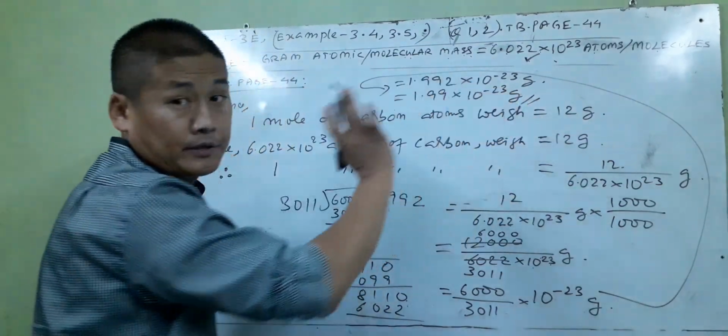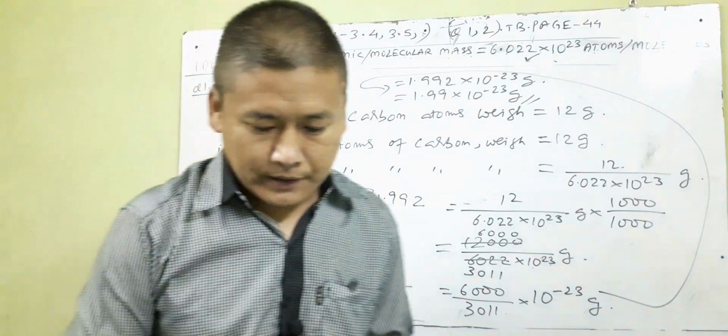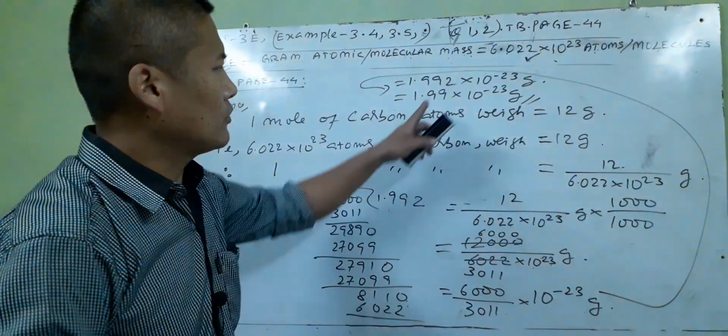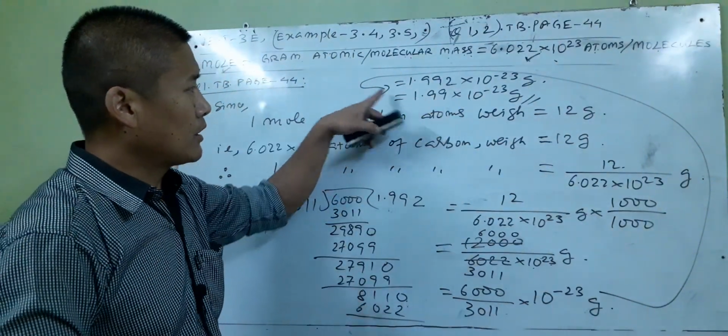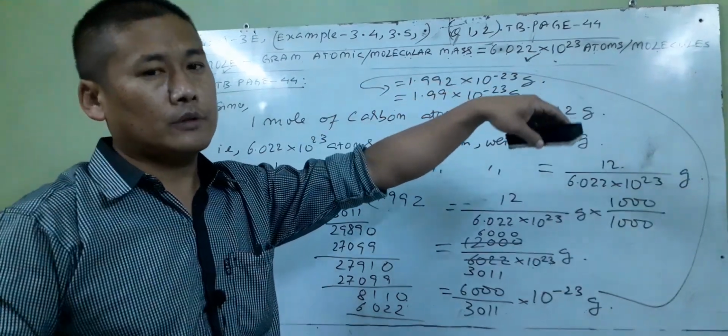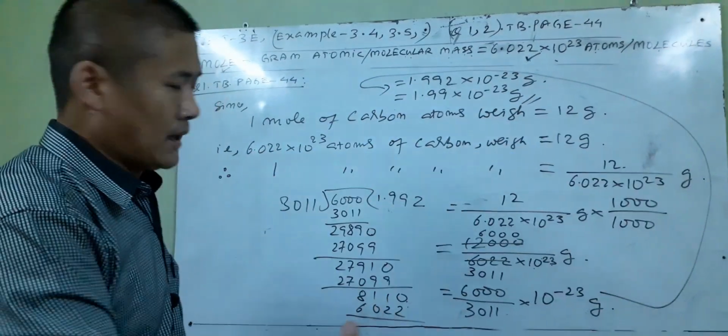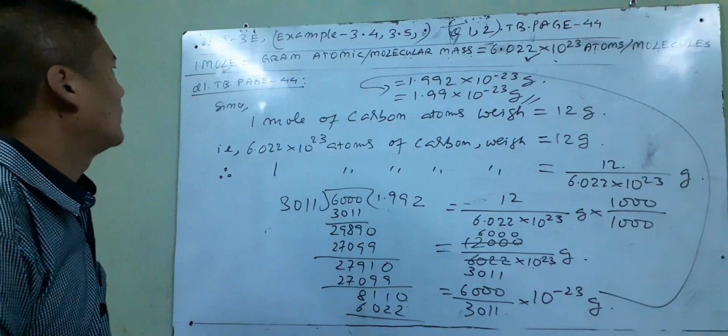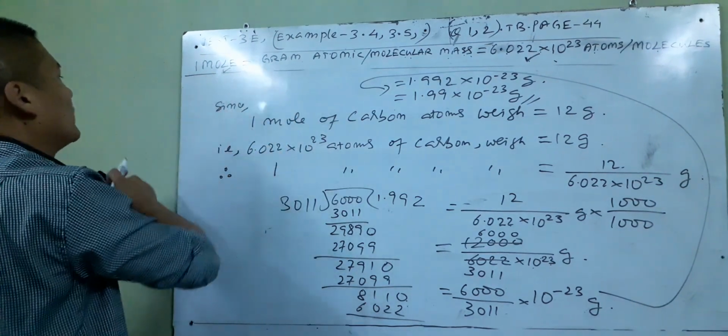Your answer is also in standard form, right? 1.99 into 10 to the power minus 23. So small. It is going to be denominator divide, means 0.00000. Such a small mass it will be. So that is the first answer. Okay. One more question before we end this portion.